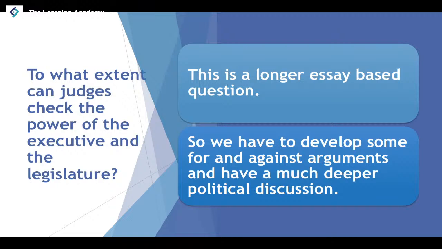Now, if you want to get those top level marks, whether this be a 25 mark question or a 40 mark question, depending on the exam board that you're in, if you want to get those really high marks, those A and A stars, then I would personally always recommend that you come to a conclusion on one side or the other of this question. It's better to do that than to just sit on the fence and go on the one hand this and on the other hand that.